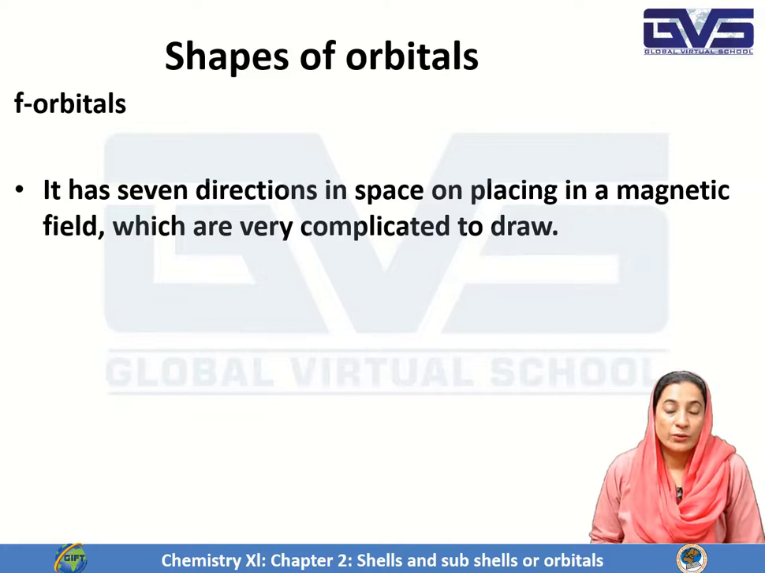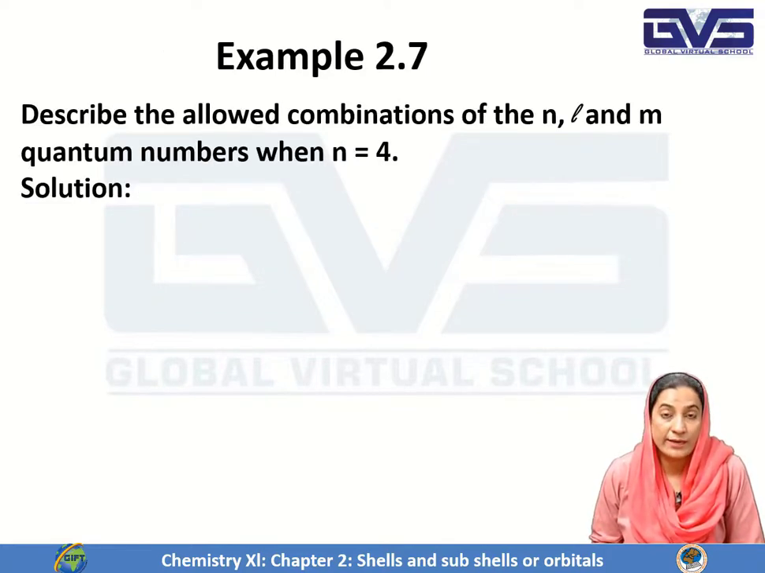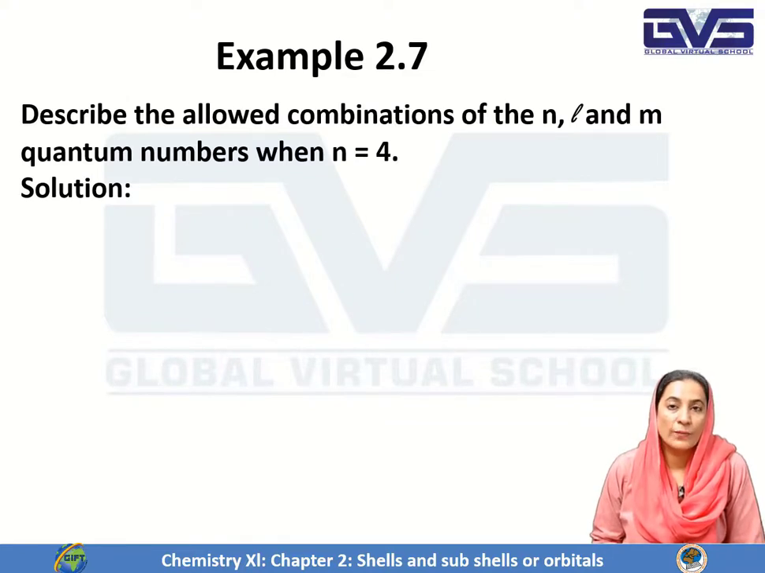For f, the f subshell has 7 orbitals, but these are complicated to draw. Now this is the example for you. If you have understood the 4 quantum numbers as well as these shapes, you can solve this example very easily.